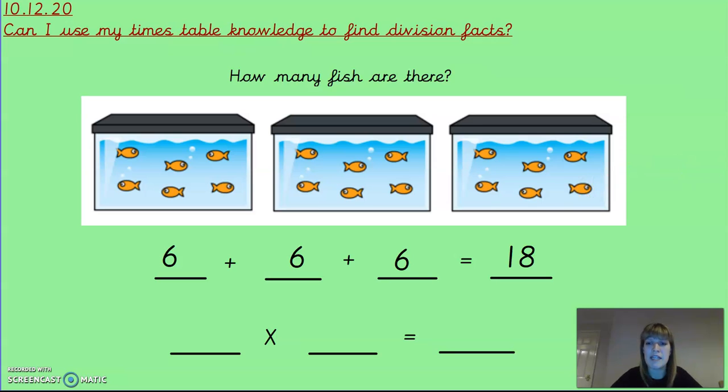So I can also write this as a multiplication. Have a go, tell an adult or write it down, what you think the multiplication sentence would be for the fish in the tanks. Okay, so I know there are 6 fish in each tank and I know there are 3 tanks. So in total there are 18 fish. So 6 times 3 equals 18. A massive well done if you've got the same.